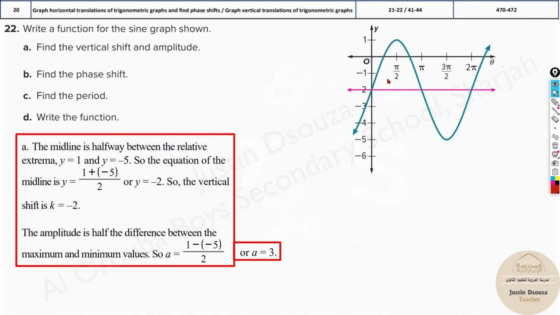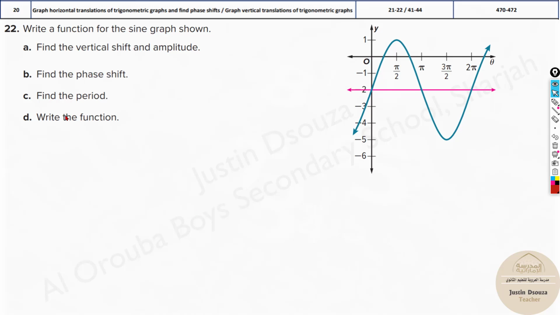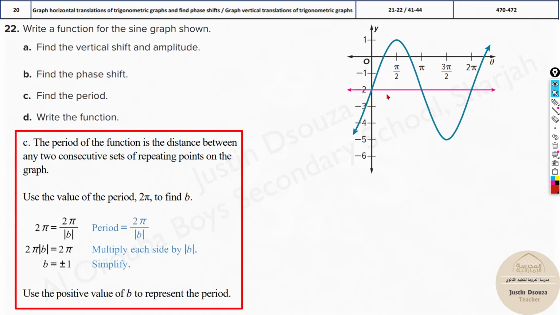So next is phase shift. Now here this is a sine graph. Sine starts from here at 0 and it keeps on going. There's no phase shift over here. So it's 0. And what about the period? It starts here and keeps on going until 2 pi, which is the period, because after 2 pi it starts repeating. So we know it's 2 pi.